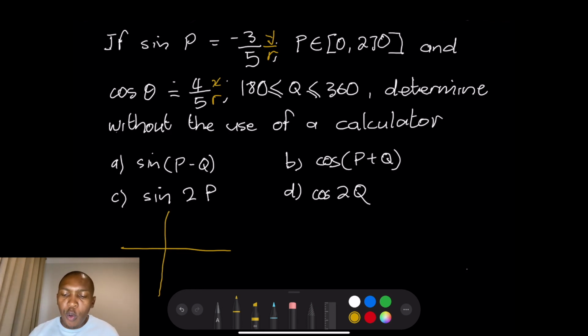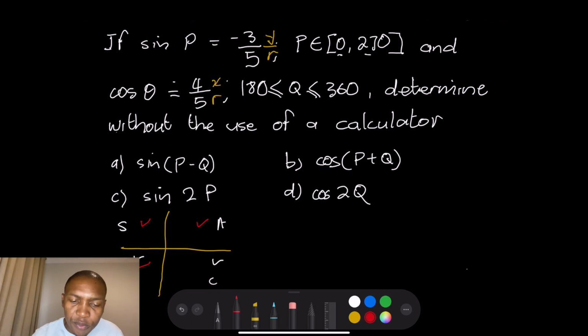So where is sine negative? I can see that my ratio is negative there. So again, cast diagram, where is sine negative? I know that sine would be negative in the third and the fourth quadrant. Okay, so they've given me a restriction. They said P is an element of 0 to 270, which means P should exist between the first, the second, and the third quadrant.